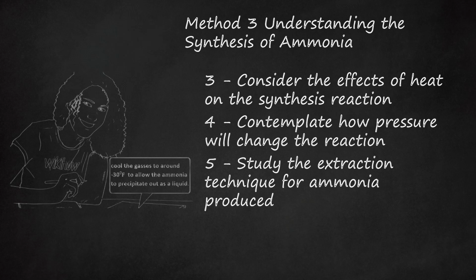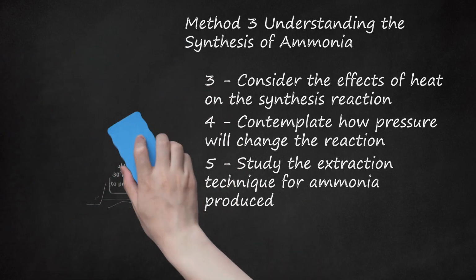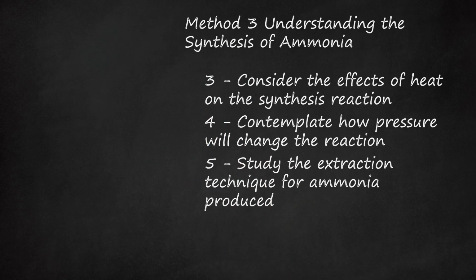You should cool the gases to around 30 degrees Fahrenheit to allow the ammonia to precipitate out as a liquid. The remaining gases are recycled through the reaction chamber to make more ammonia.